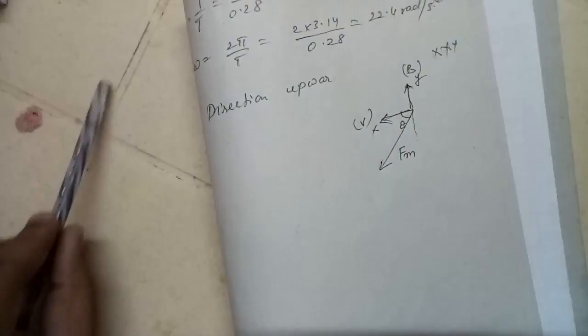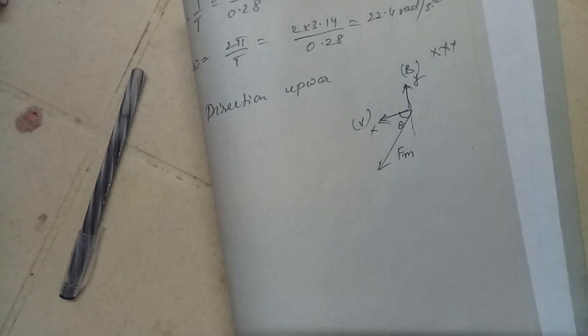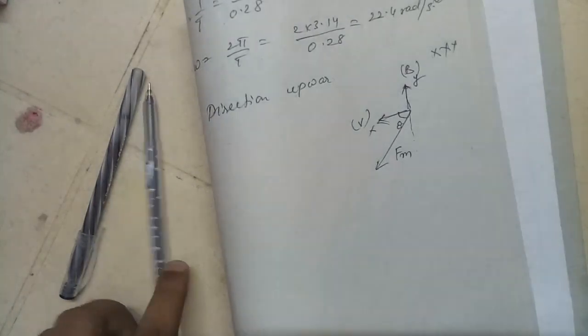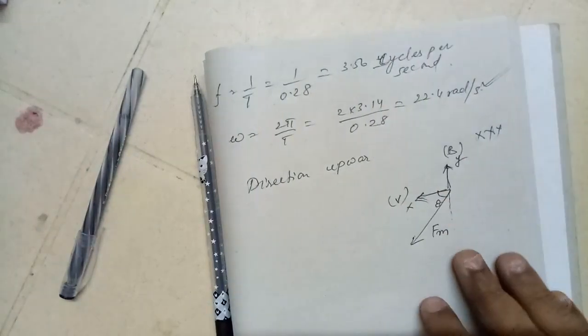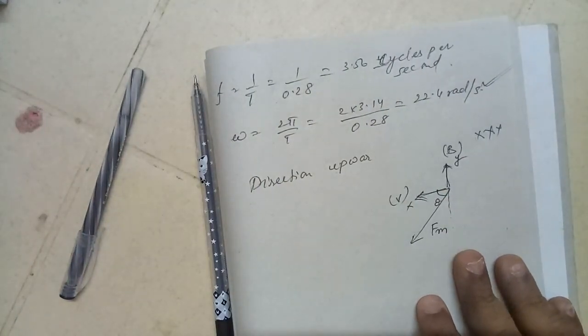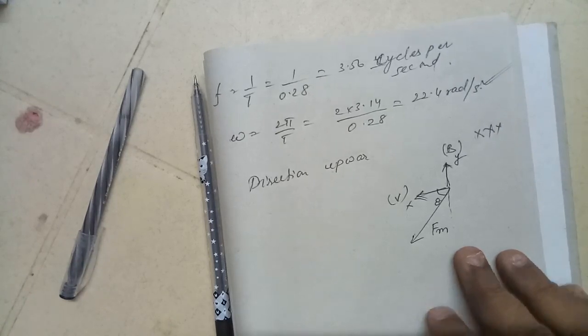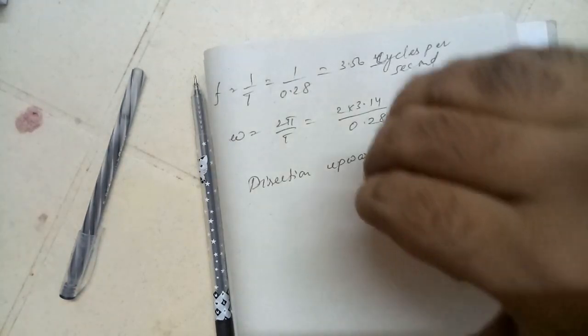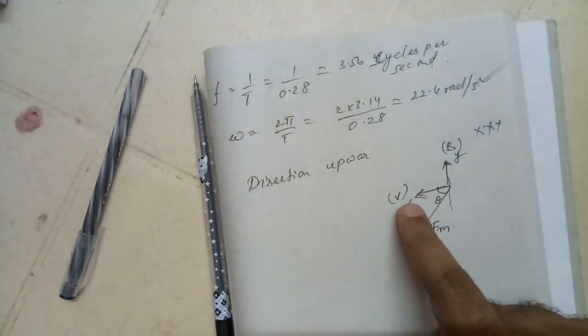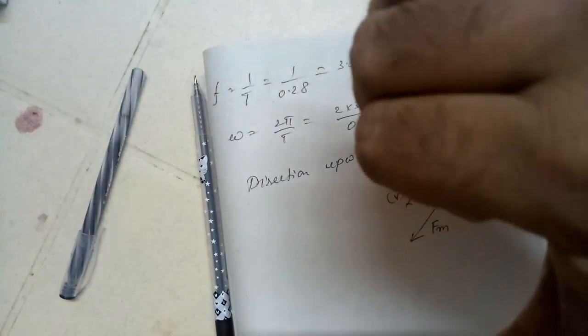If you want to know the direction of the magnetic force, you can use the right hand thumb rule. Here you identify the plane first. In which plane are these V and B vectors? They are in the XY plane. So your FM vector will be either in the positive Z or in the negative Z. To find out the direction, you use your right hand thumb rule, and you need to curl your fingers from velocity to B.